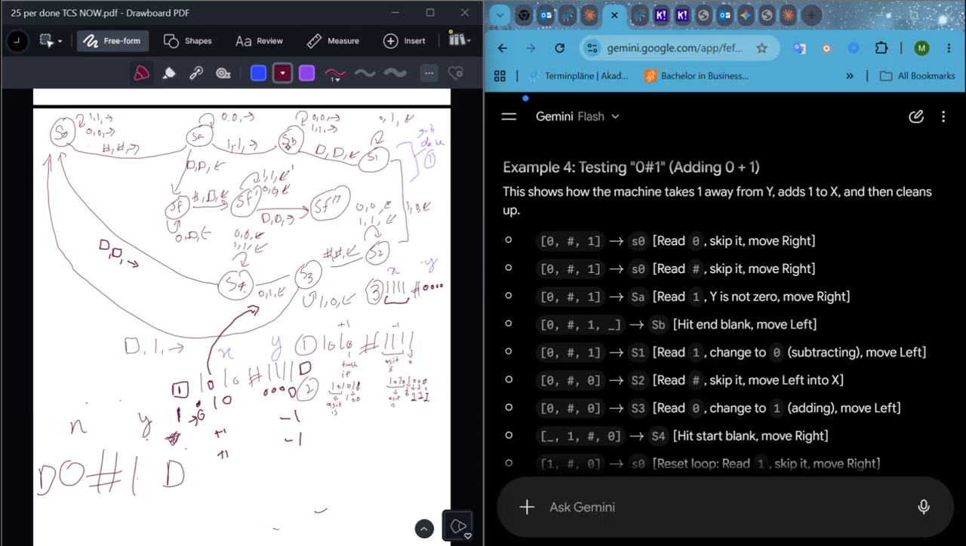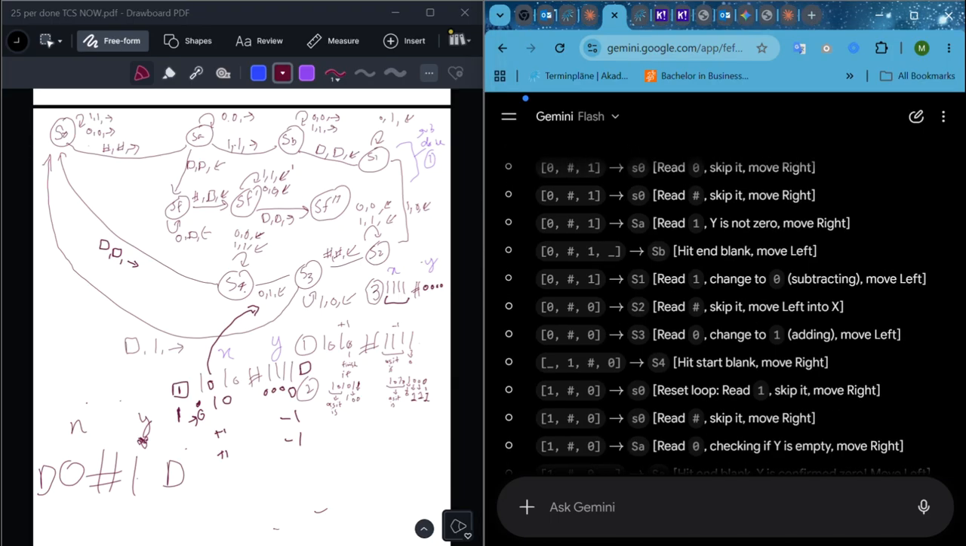In SB, it hits the end blank, move left. After moving left, it changes to this state S1. In S1, it reads a 1, change it to 0 by subtracting it. So if you read a 1, make it a 0, and go left, and go to S2.